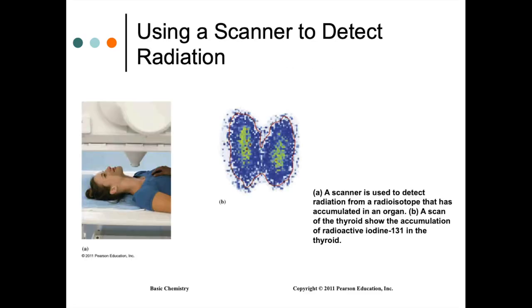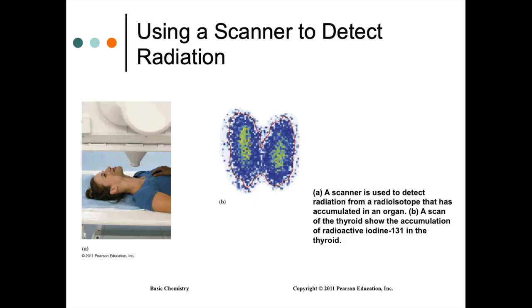So, here's an example. Let's say we want to examine a patient's thyroid. Now, the thyroid absorbs iodine. Iodine 131 is a radioactive isotope of iodine. So you give this patient some iodine 131, perhaps in the form of a saline solution that contains sodium iodide, where the sodium iodide is enriched with iodine 131. Yeah, I'm just making that up.